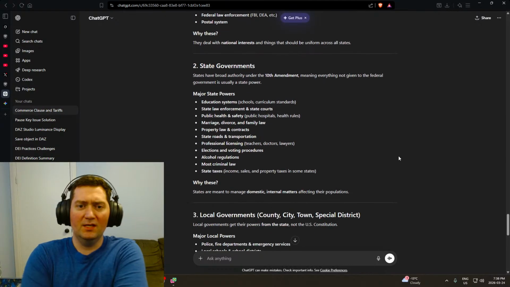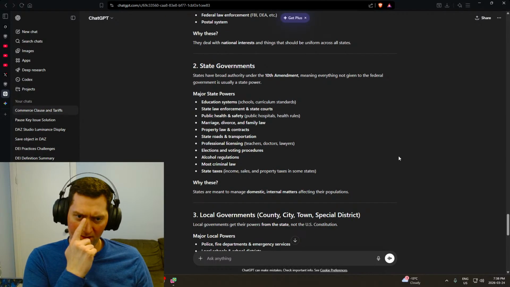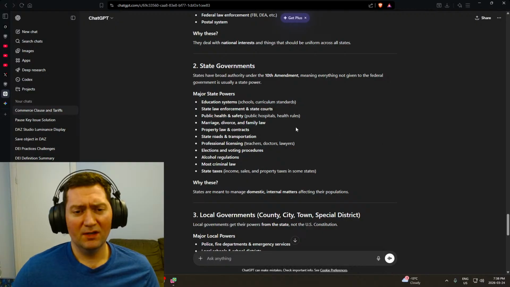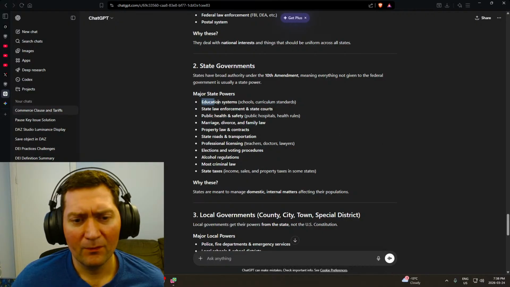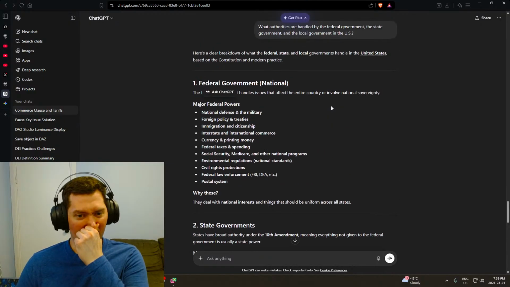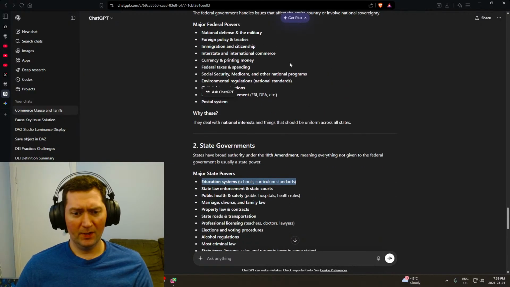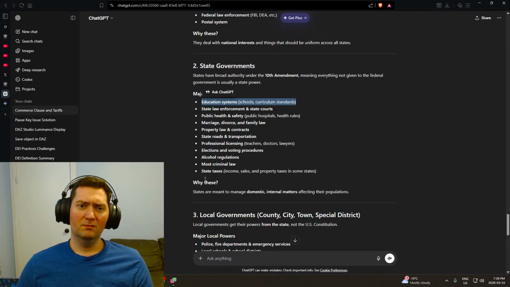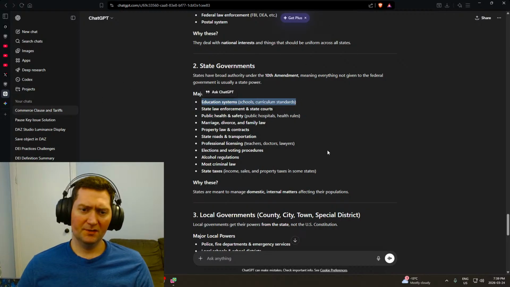Okay, what does the state government handle? Their powers: the education system, schools, curriculum standards. So this has already been. Wasn't there a thing where Trump got rid of the federal education system and gave it back to the states? Is this something that's recently moved, or is this more broadly always here?